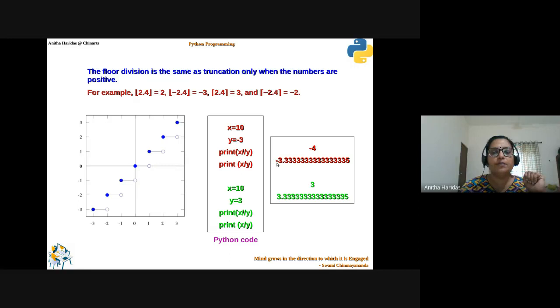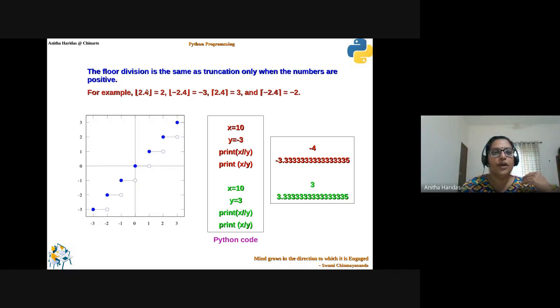Now, minus 3.33 comes somewhere around here, right? So after minus 3, I will have minus 4 because it is a floor division. So it always goes down. So minus 3.3 in the floor, the integer value is minus 4. So you will get minus 4 here, right? I think that makes sense.